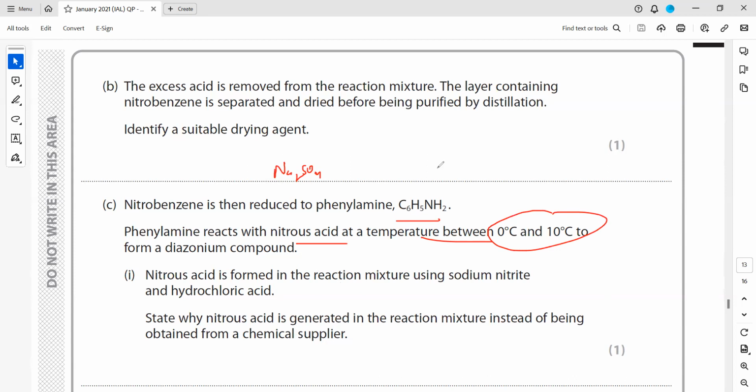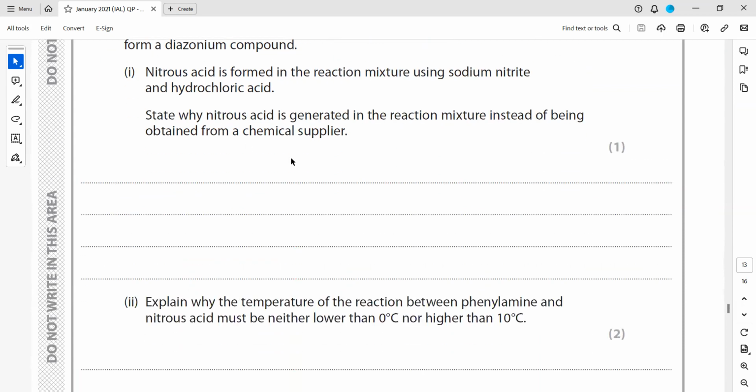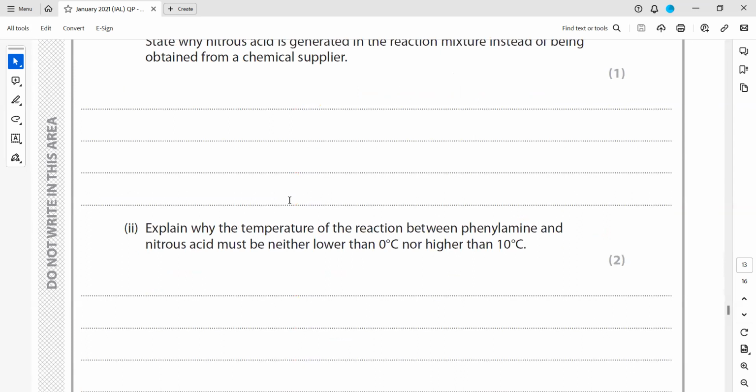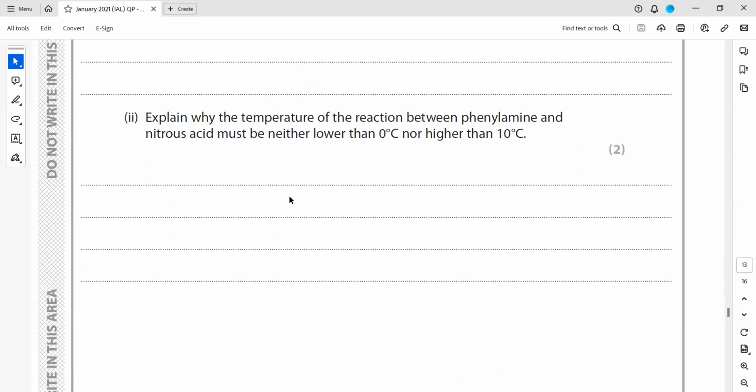State why nitrous acid is generated in the reaction instead of being stored. It is an unstable compound. It can decompose by light, so it is difficult to store. That's the main reason we prepare it when we need it. We just prepare it when we need it. So you can mention it's an unstable compound that can decompose easily. That's why the supplier is not providing nitrous acid.